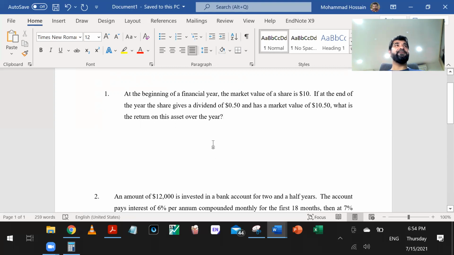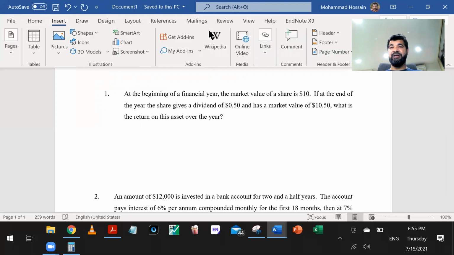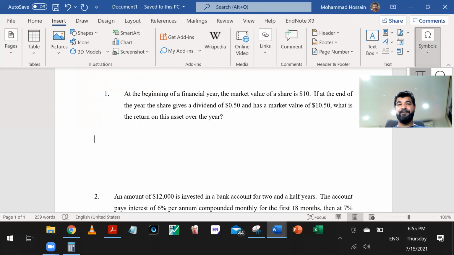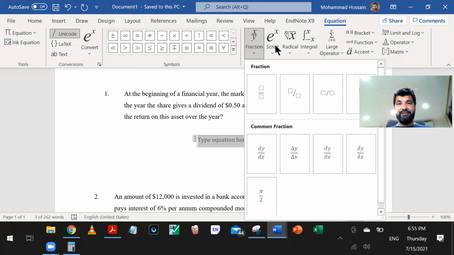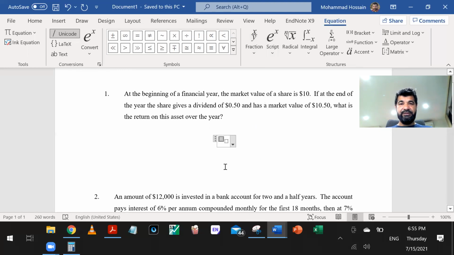So let's calculate this way. I actually work with an equation mainly. I'll be working mainly on equation to solve this type of questions. Okay. So it says here that our price is equal to how much? $10. Which year? At the beginning. So here we say that P(t-1) is equal to 10.